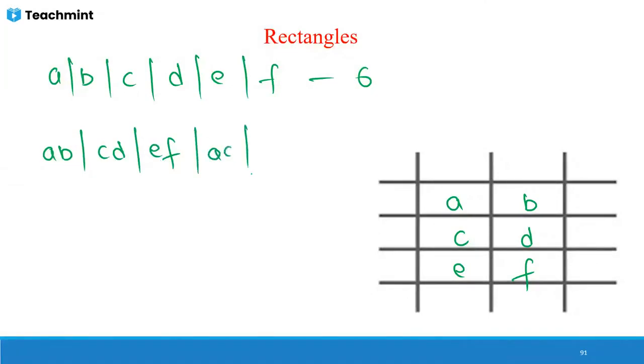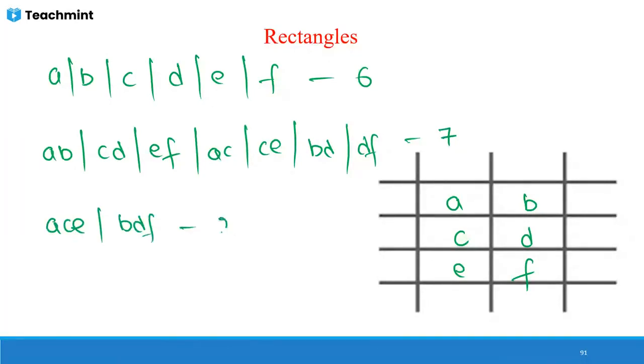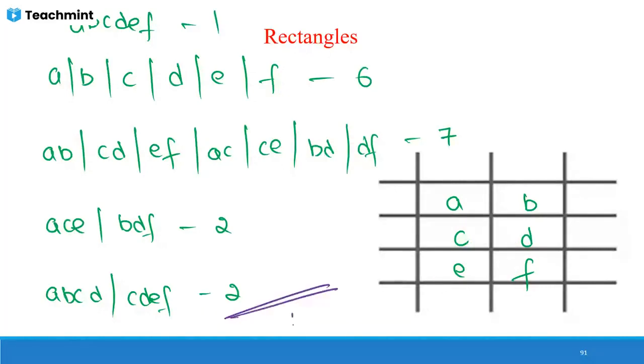AC, CE, BD, DF as well. Seven rectangles with two combinations, with three combinations two rectangles, and with four combinations A, B, C, D, and C, D, E, F. Five combinations rectangle not possible. Entire A, B, C, D, E, F you join, you will get one rectangle. All together, if you add, we got 18. Check. Now you can trust.